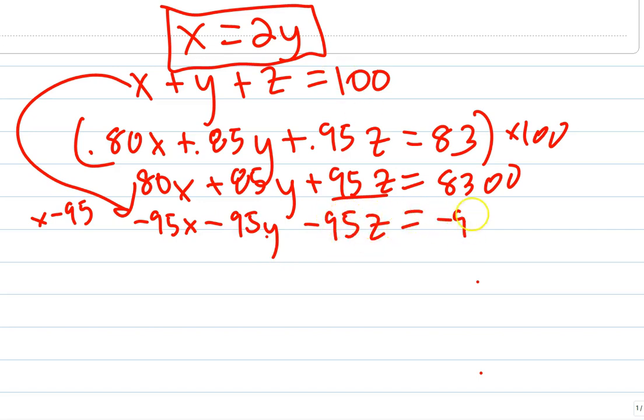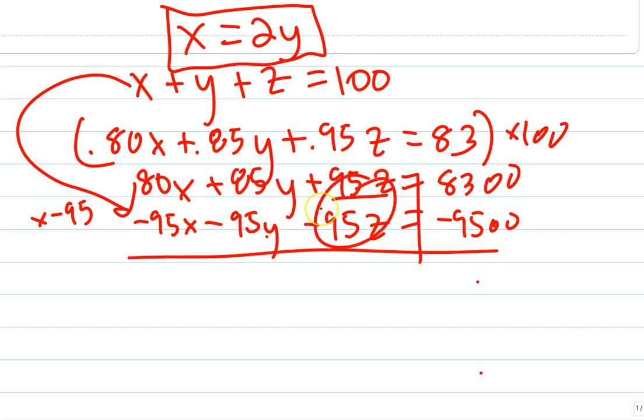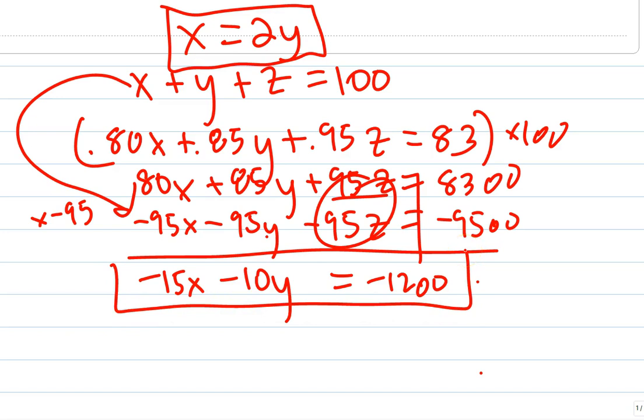And what's that? 9500. Z's are gone. Left with negative 15x minus 10y is equal to negative 1200. I don't mind these 2 equations, but really to me, this is not set up for elimination. This is set up for substitution. How do I know? I already have an x equals. X equals 2y.